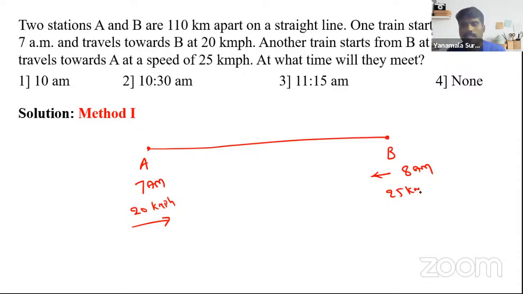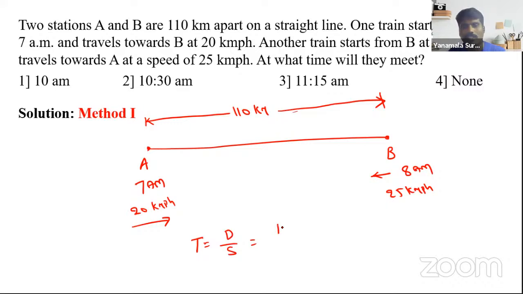25 kilometers per hour. And they had given the distance between A and B, 110 kilometers. Done. Yes. Now look at here. 20 is there, 25 is there, 7 a.m. is there, 8 a.m. is there, distance is 110 kilometers. Now, if I want to find out the value of time, t equals distance divided by speed.